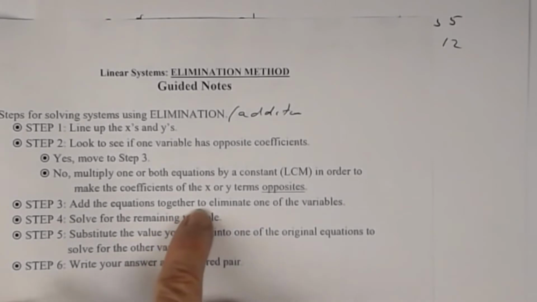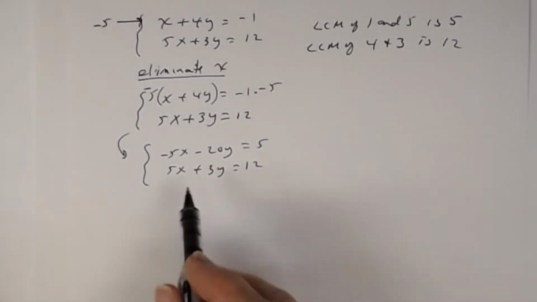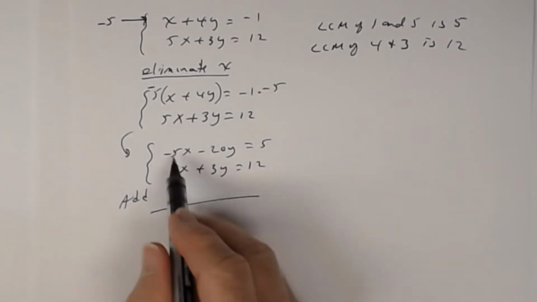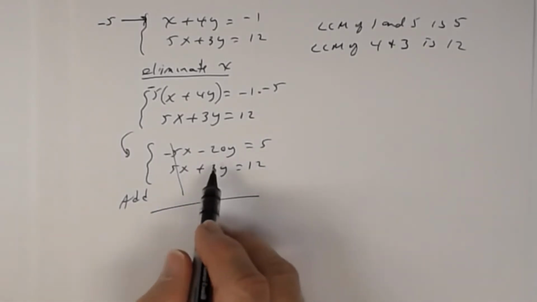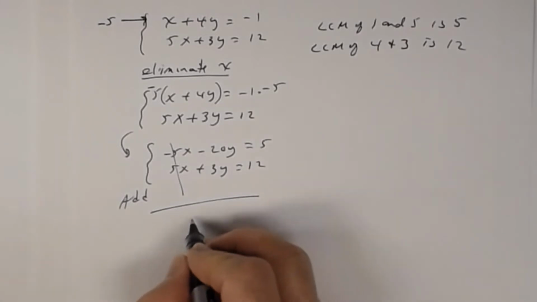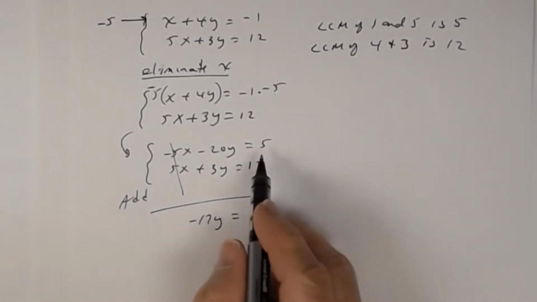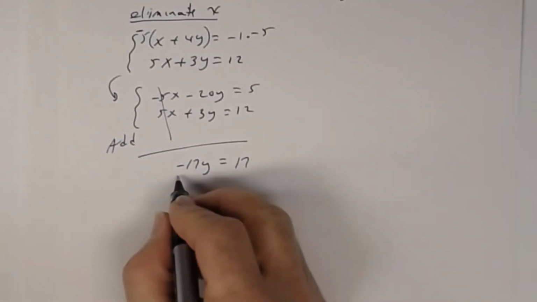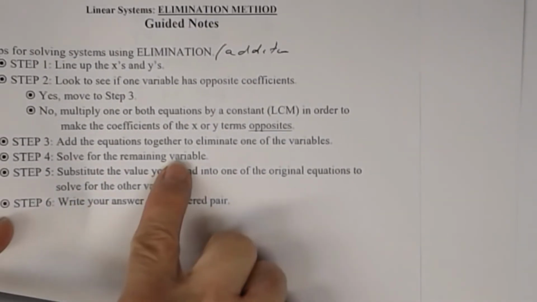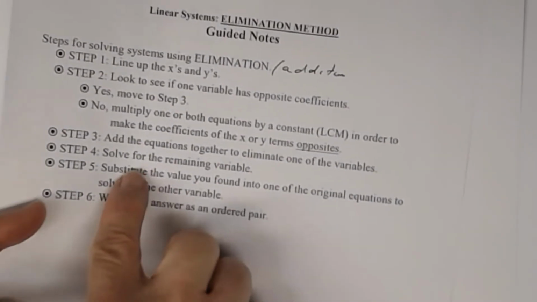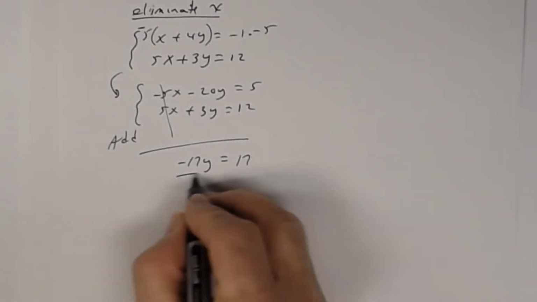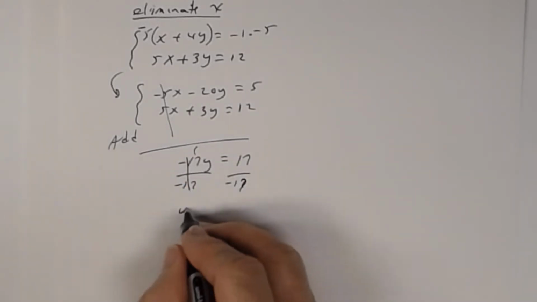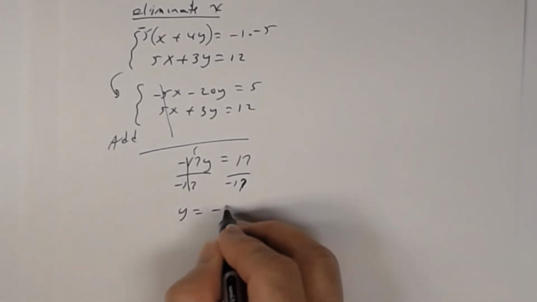Now step 3 is to add the equations together to eliminate one of the variables. So now if I add, these are eliminated. So negative 20y plus 3y is a negative 17y equal, and then 5 plus 12 is 17. And see how easy this is now. So now we're going to solve for the remaining variable. So my variable is y, so that's step 4. So now to get y by itself, I'm going to divide both sides by negative 17. And so I get y to be 17 divided by negative 17 is a negative 1.